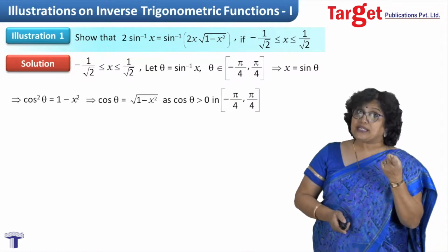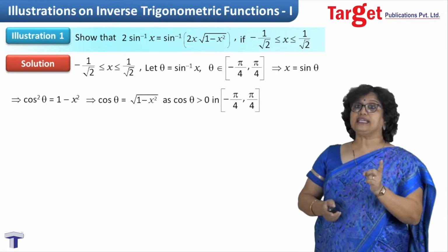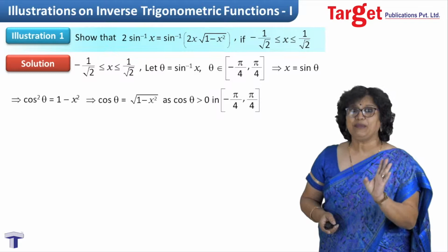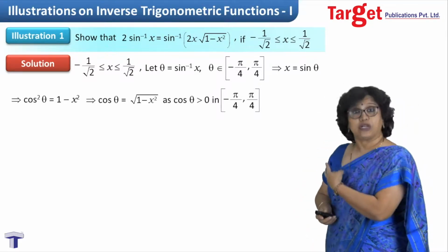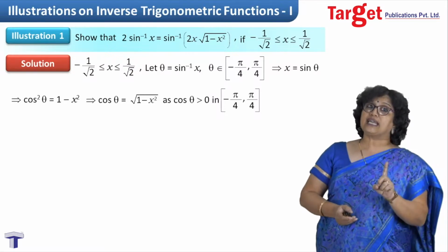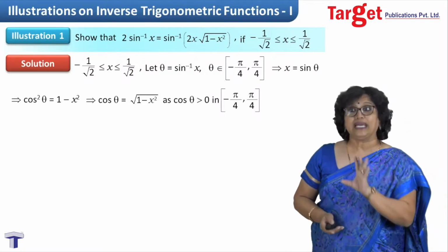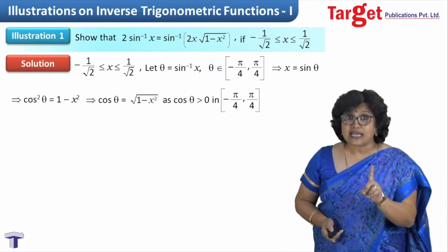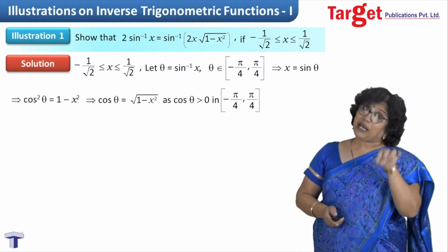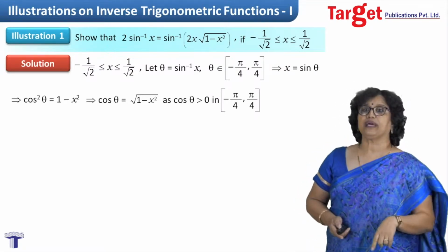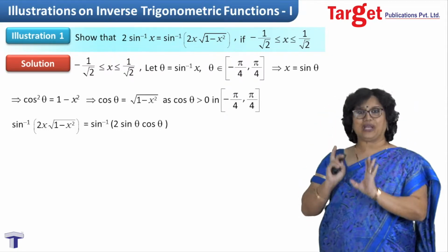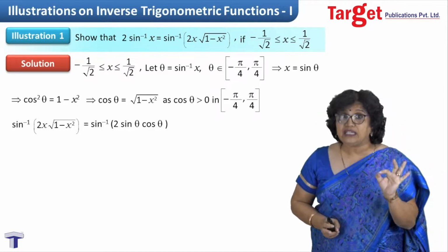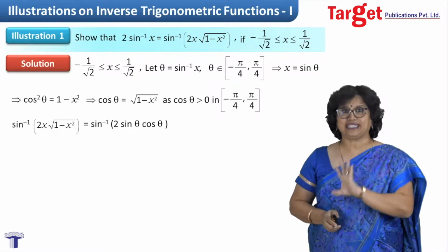Then I go for cos theta, which normally would have been plus minus, one positive value and another negative one. But I'll be picking the positive one because cos theta in minus pi by 4 to pi by 4 is a positive quantity. And hence I will be writing cos theta as plus square root 1 minus x square. And then I start checking what happens to the right hand side. That was sine inverse of 2x times under root 1 minus x square.